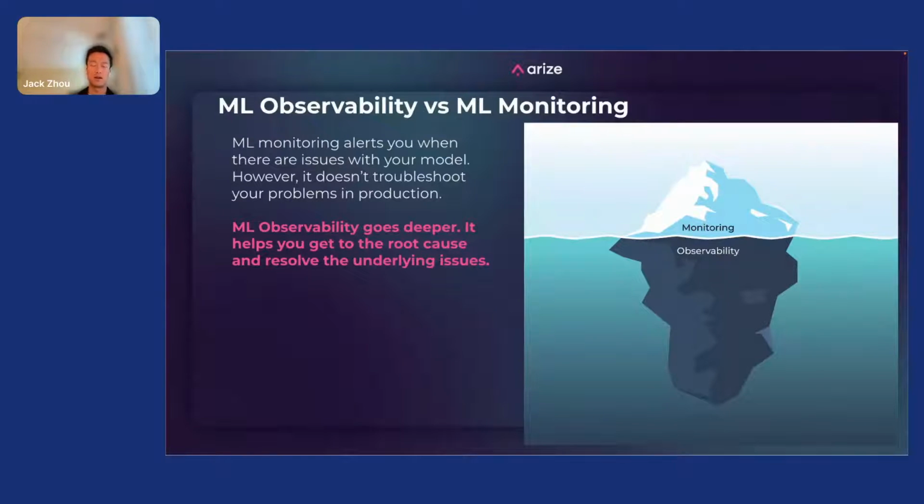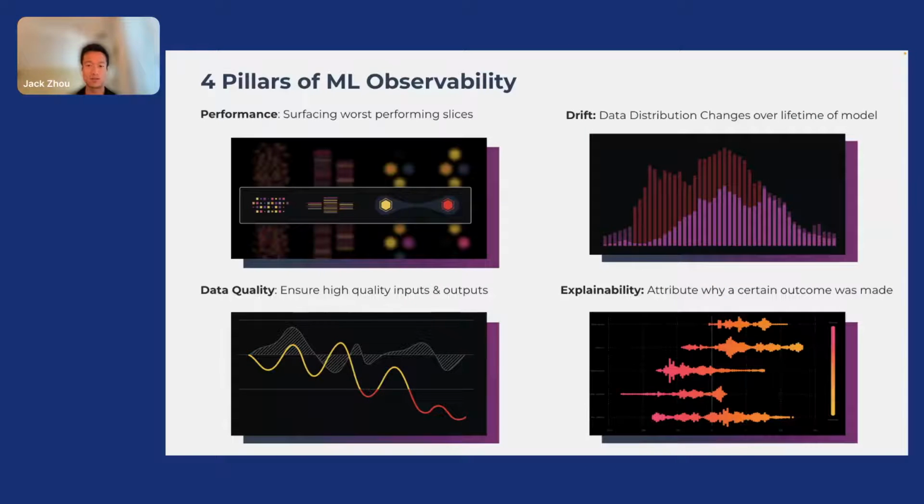I think we've heard in conversations, in some literature, that the words ML observability and ML monitoring are used interchangeably. But here we want to distinguish these two concepts. ML monitoring is what alerts you when there are issues with your model, but it doesn't really tell you how to fix it and how to debug it. Versus ML observability, it goes a little bit deeper. It helps you get to the root cause and resolve the underlying issues. And so we're going to talk mostly about ML observability in the next slides.